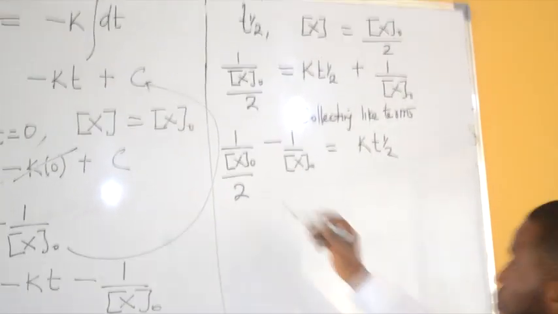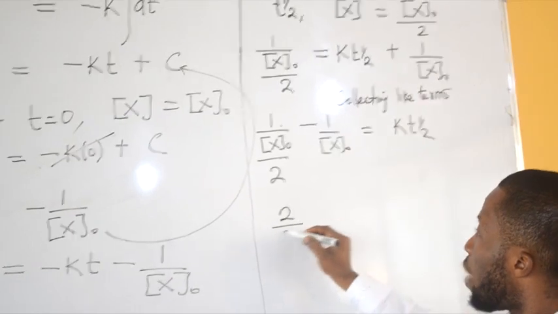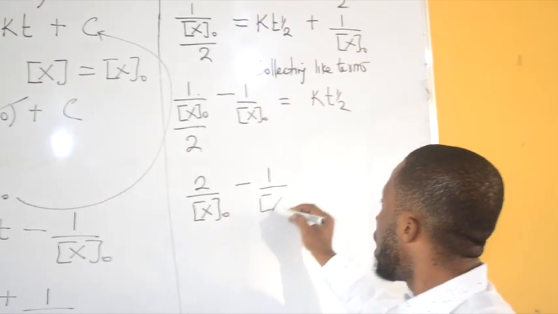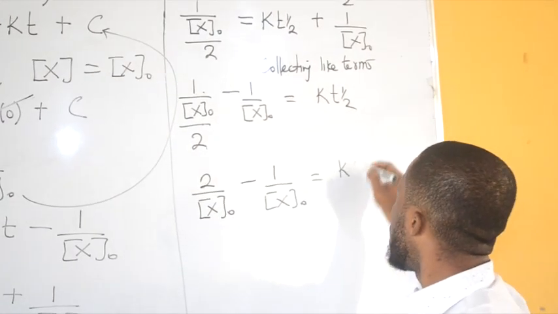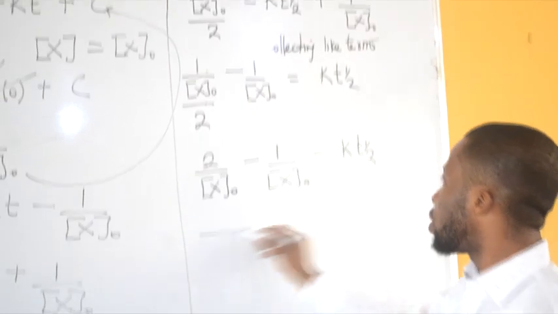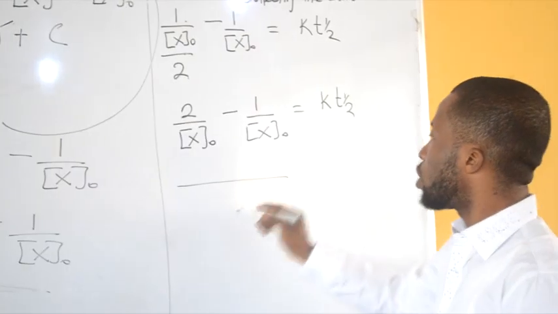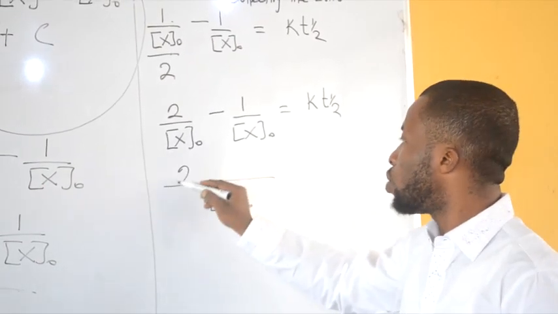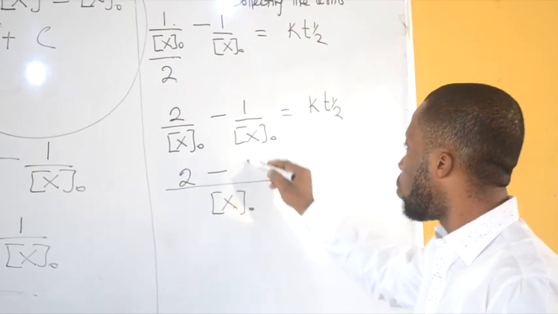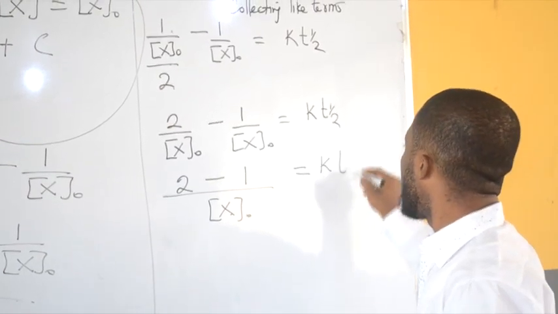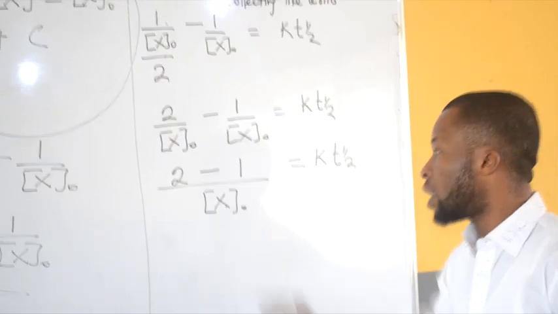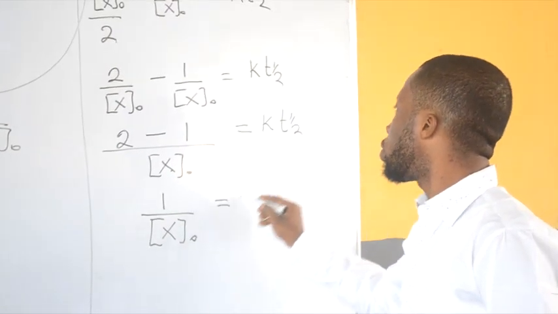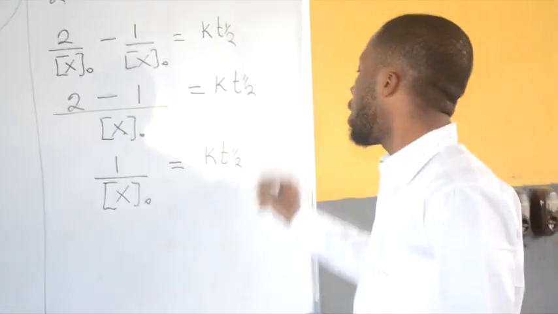So I can also transform this to 2 over x naught minus 1 over x naught, which is equal to k t half. And then when I take the LCM of both, this divide this, you get back your 2 minus 1 is equal to k t half. And of course 2 minus 1 gives you 1 over x naught is equal to k t half.